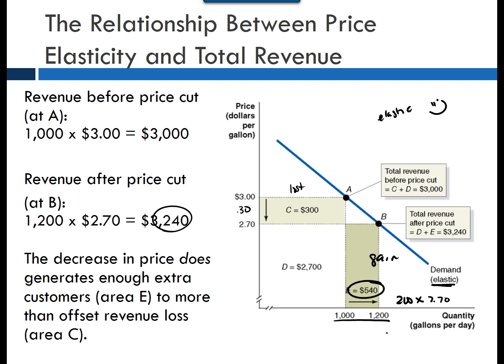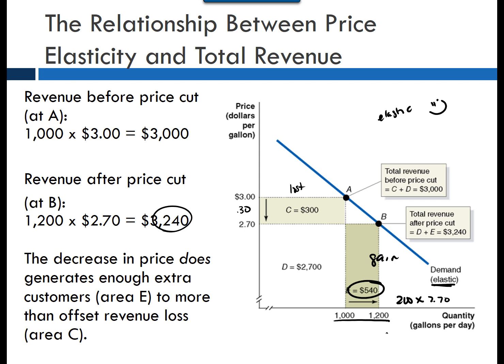So the gain minus the loss, because you're always going to lose some on those people that would have been willing to pay more. So if it's elastic, dropping my price increases my revenue. And so now I am better off. That's the simple form of it. But it's such an important concept to know.